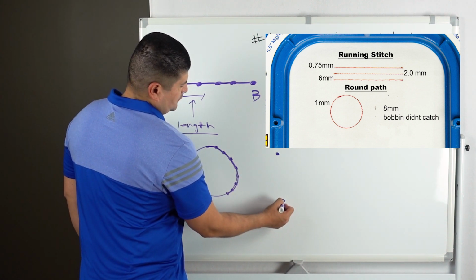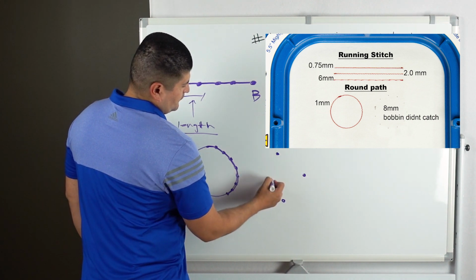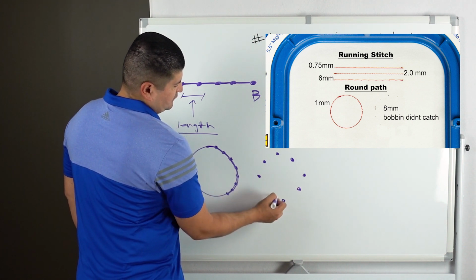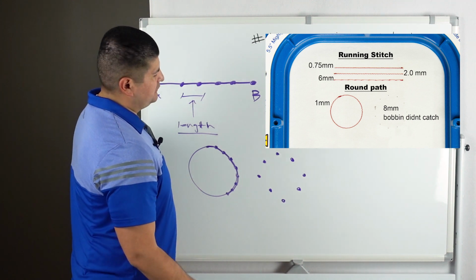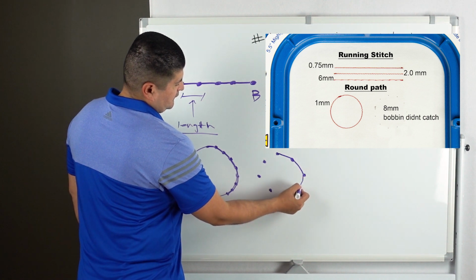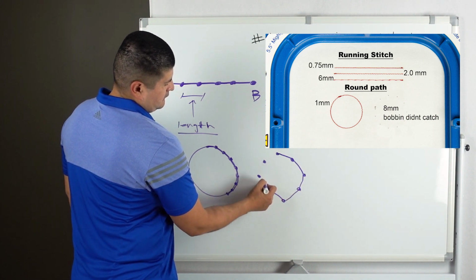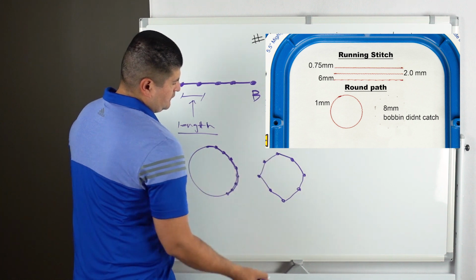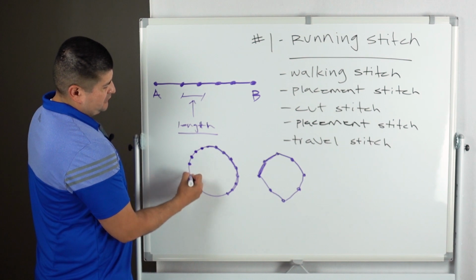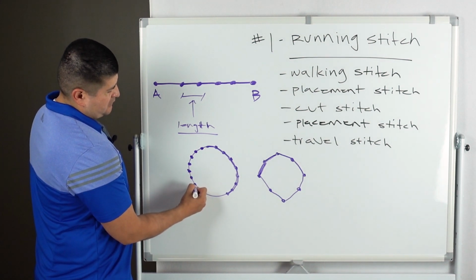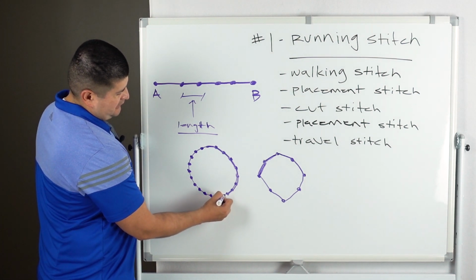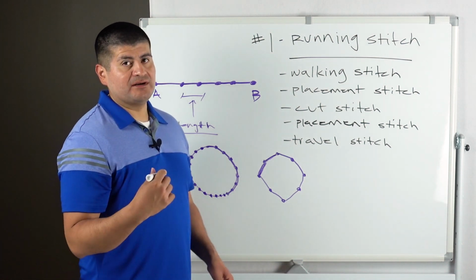The fewer points you provide, the less detailed your work will be. So if you're doing a circle with only 8 points, it's line, line, line. The more stitches that you have, the more detailed you can get. Now, the drawback of making small stitches is you can start introducing thread breaks.